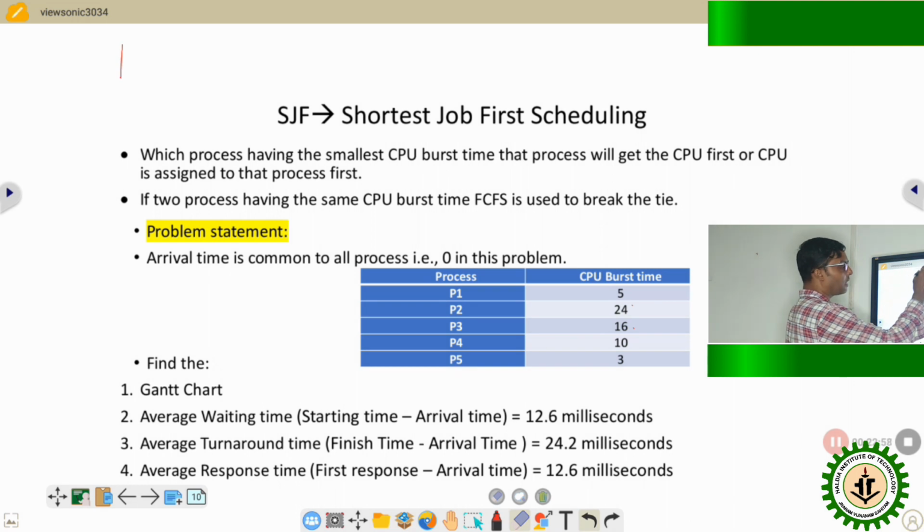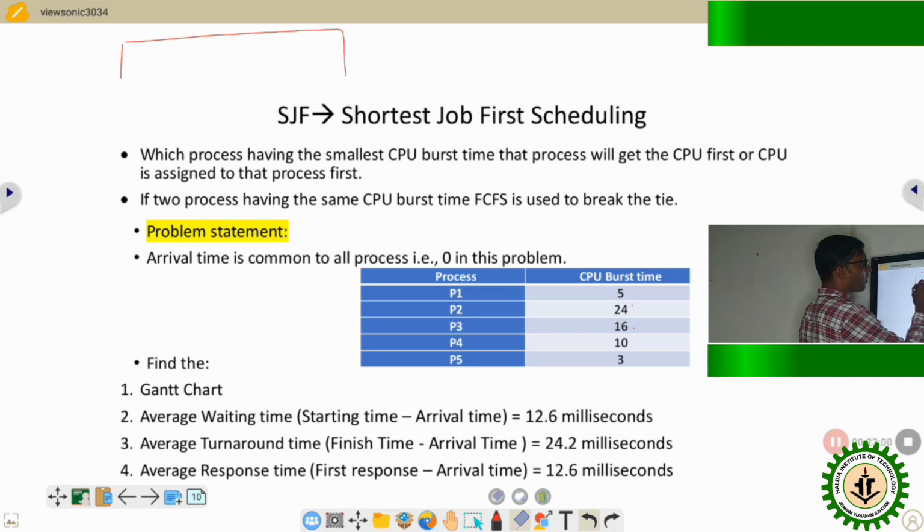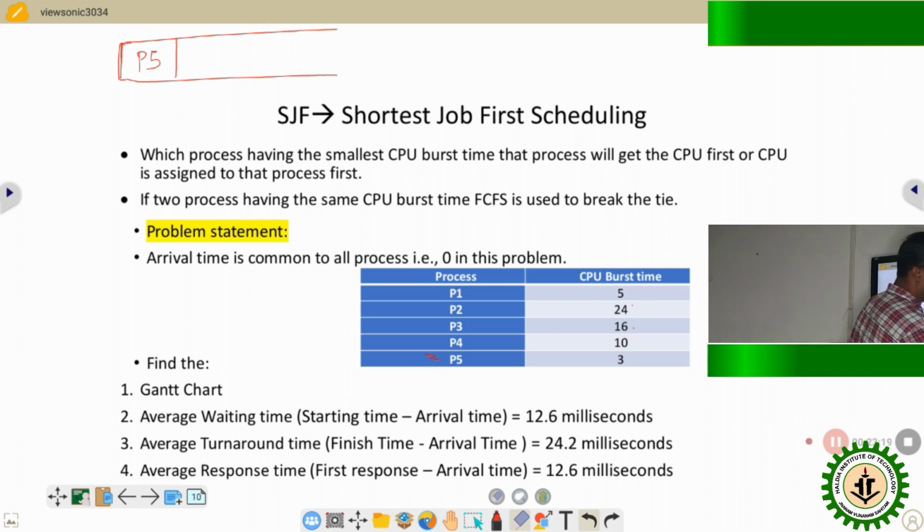Now if I construct the Gantt chart of that process, first which process will execute least? The P5 is the smallest CPU burst time. So P5 will execute first. Now what is the arrival time? Arrival time is common, that is 0 for all the processes. So P5 starting is 0 and it will execute up to burst time, up to 3.